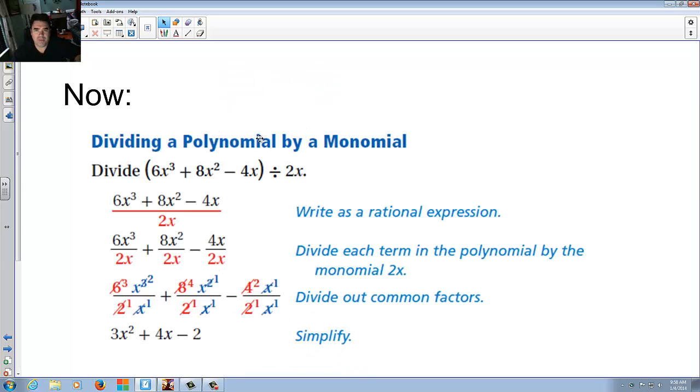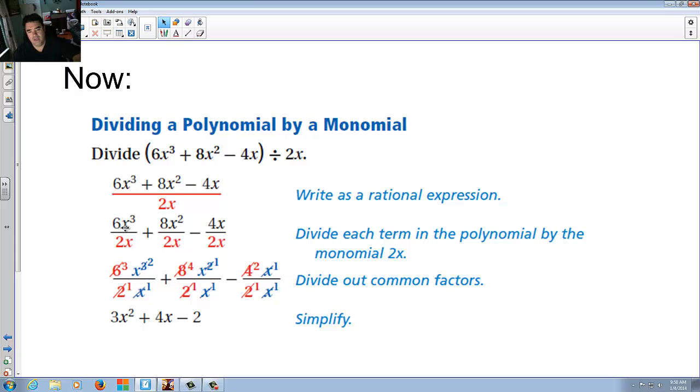Now when you divide a polynomial by a monomial, just like we did, you're taking all this and dividing by 2x. So basically you divide each one by 2x. This divided by 2x, this divided by 2x, and this divided by 2x as shown. As you can see, they're divided down. You get 3x squared, 4x, and negative 2.